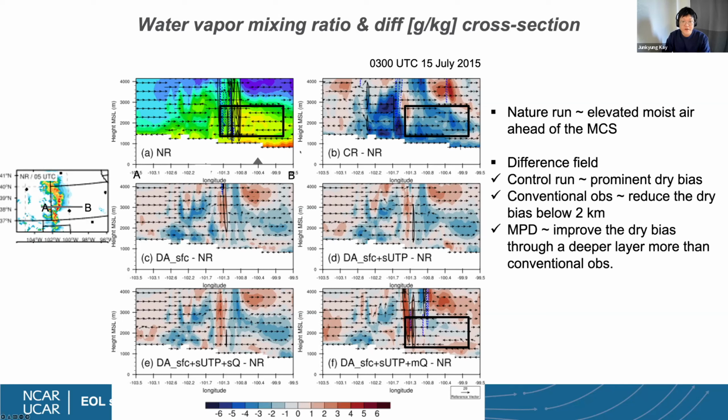And the other figures show the difference field between the DA experiment and the nature run. So this blue color means that this simulation has a dry bias. When you see the control run here, we can see the prominent dry biases, and assimilating the conventional observation reduces this dry bias below 2 kilometer height in these 3 experiments. Also, in particular, assimilating the MPD improved the dry bias through a deep layer more than the conventional observation.